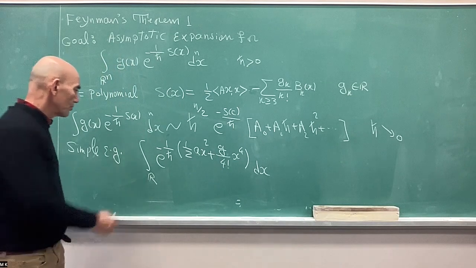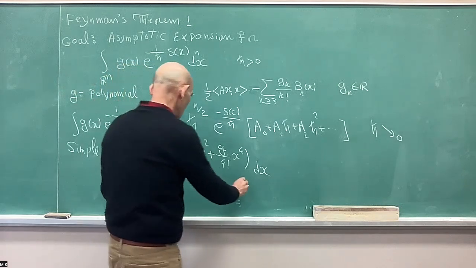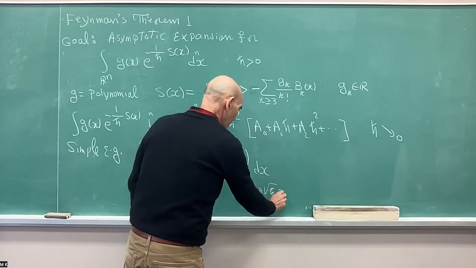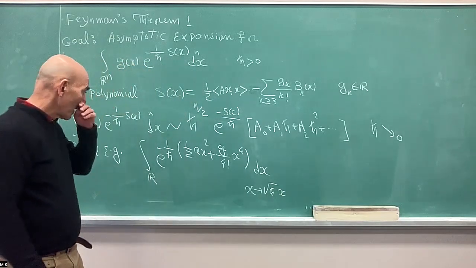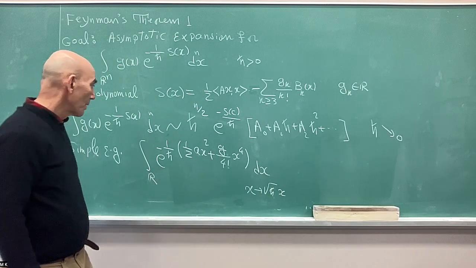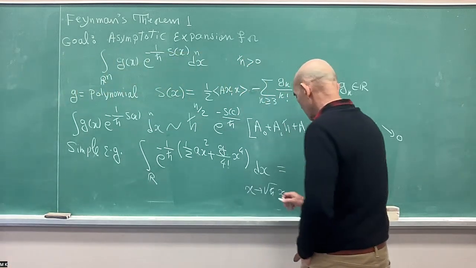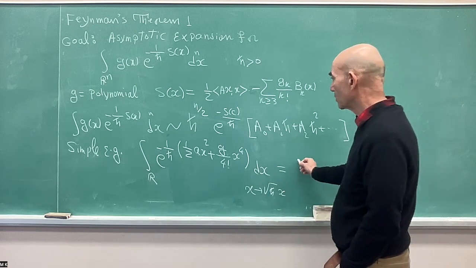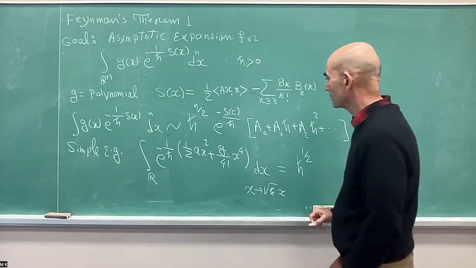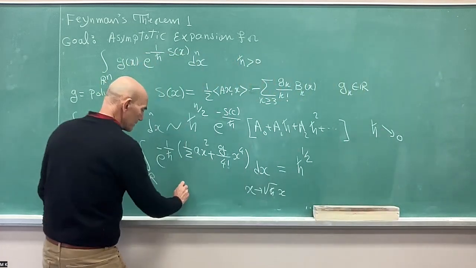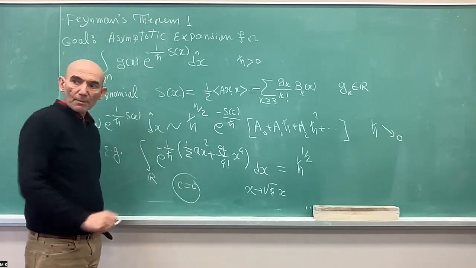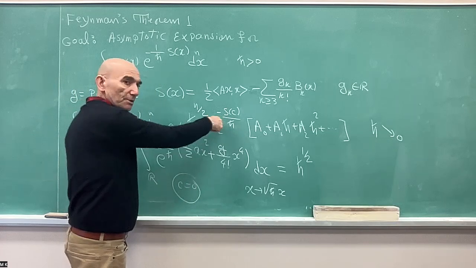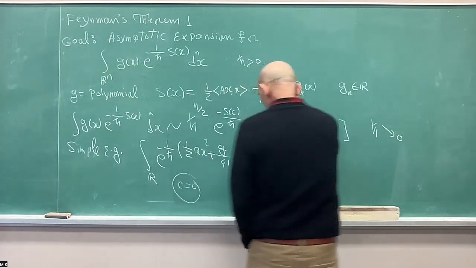Okay, so to understand this, we can do a change of variable. We can change x to root h bar x. Then dx goes to root h bar dx, so you pick up a factor of root h bar here. Here, of course, the critical point is c equal to 0. The minimum of this is at c equal to 0, and so S of c is 0, so this term disappears. But it doesn't matter, we just look at it like this.